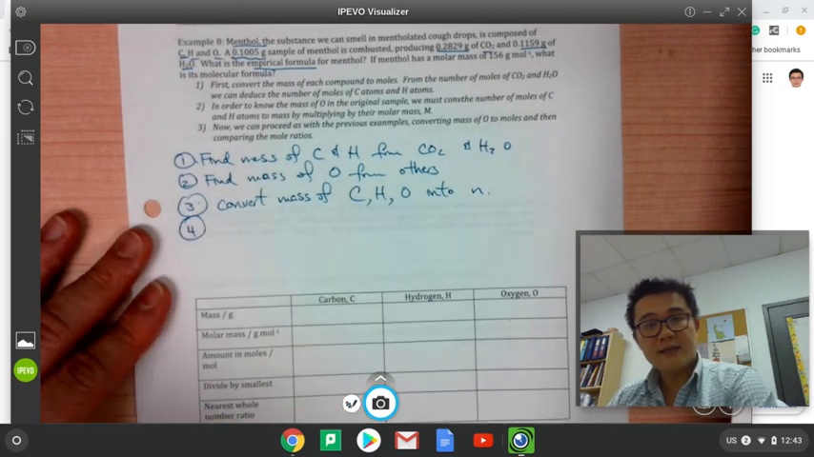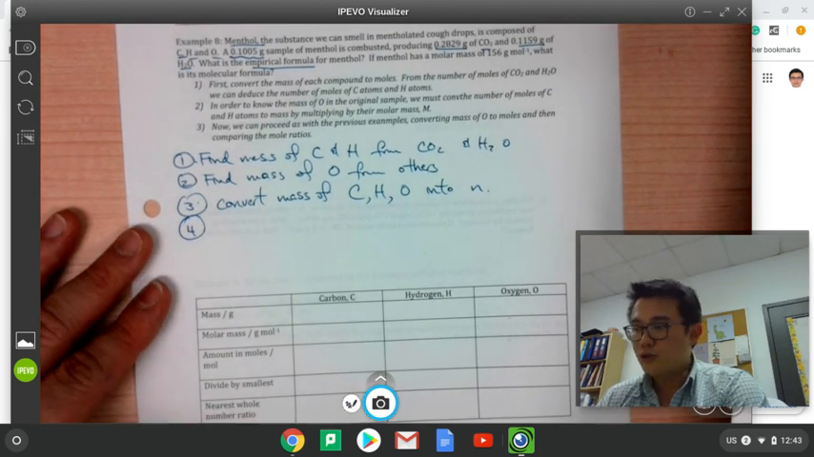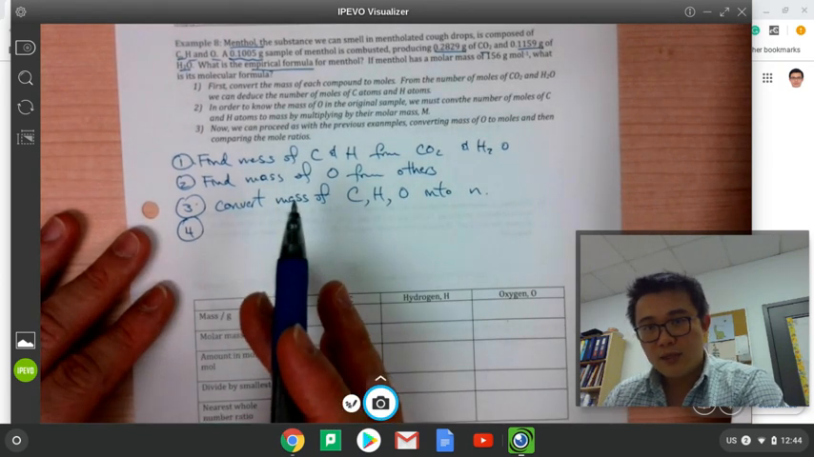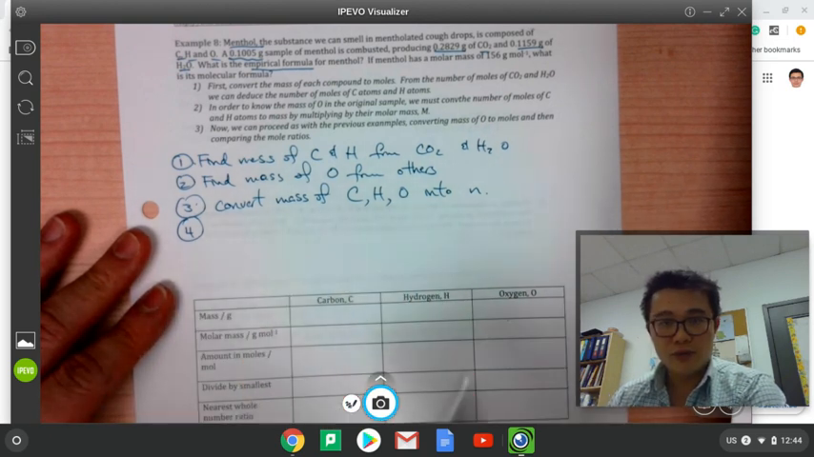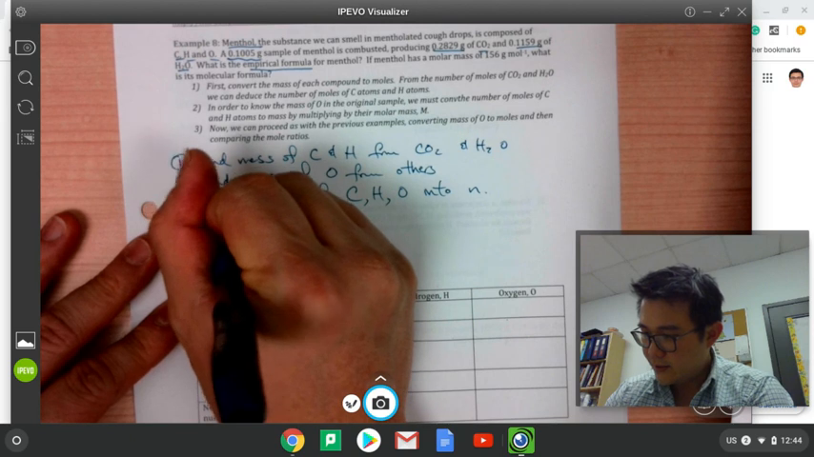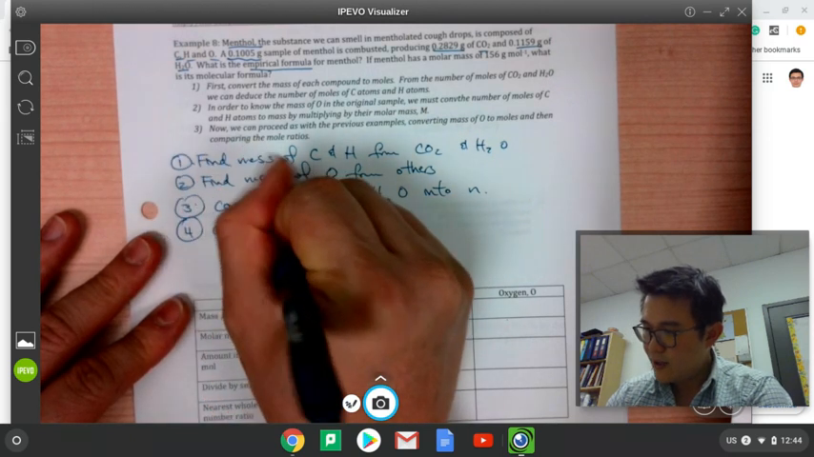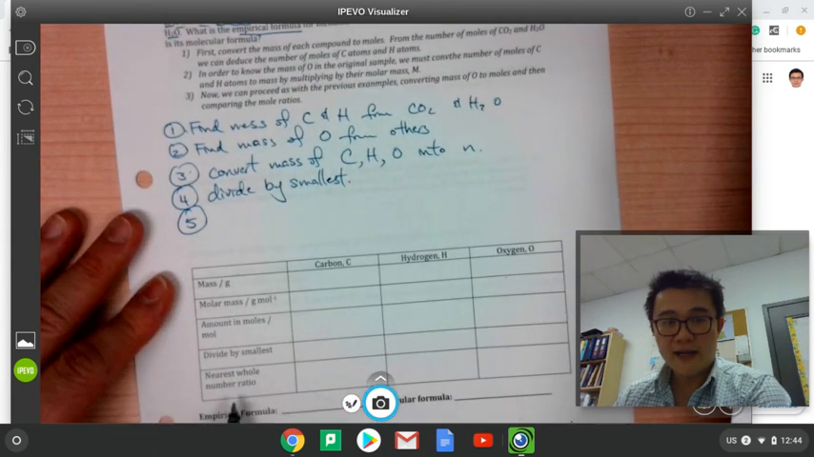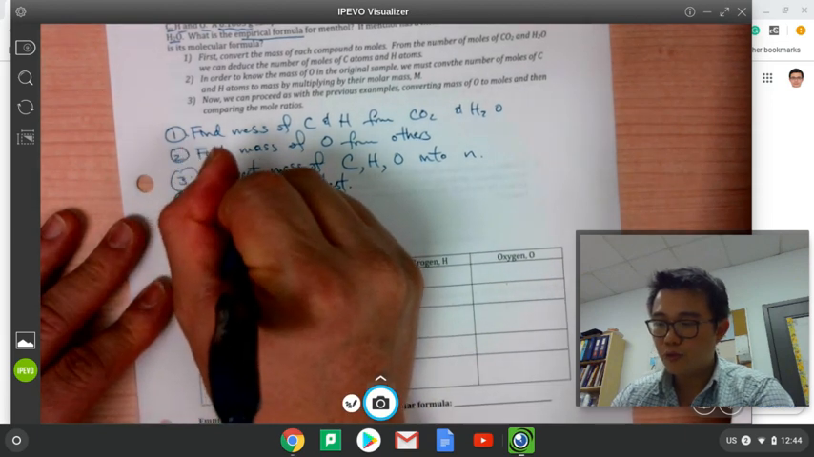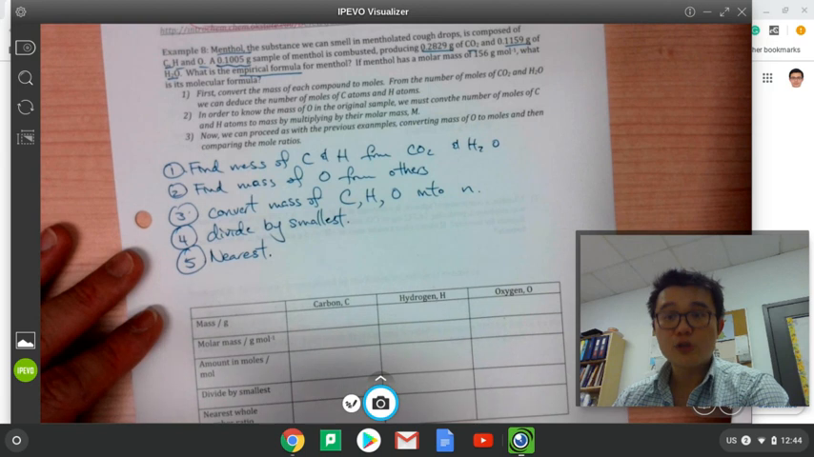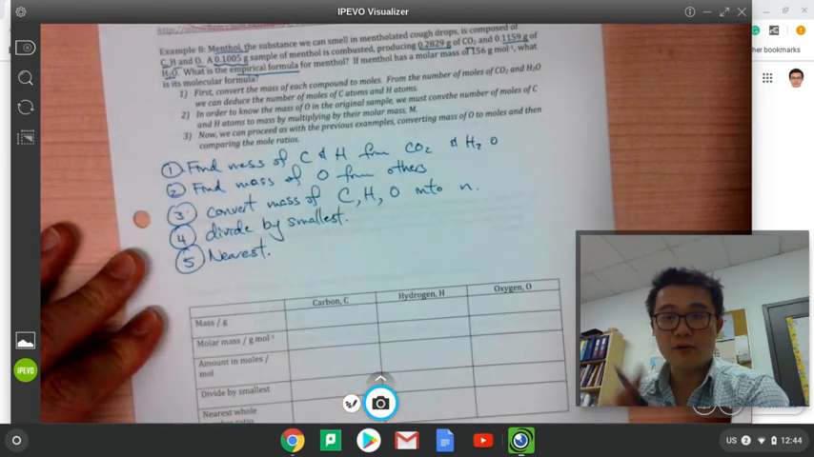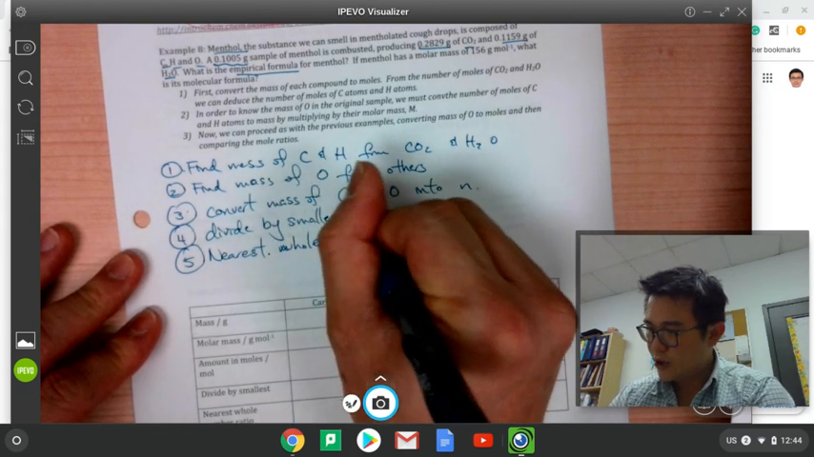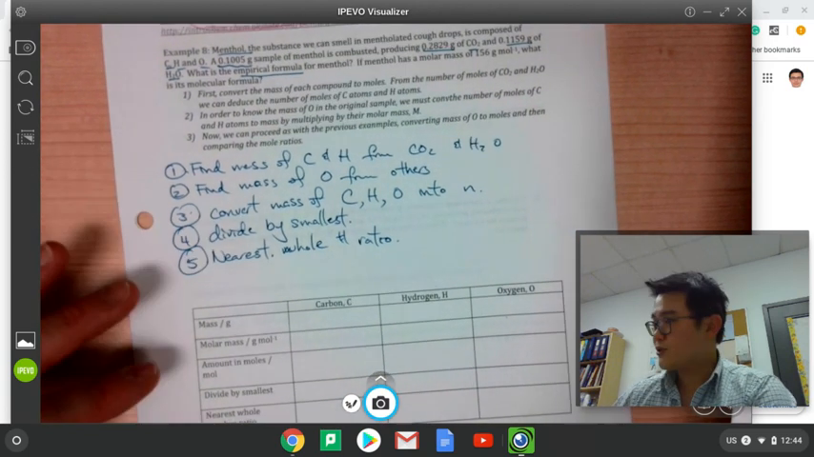Now the next step, what you're gonna do is, of all the mole numbers, you're gonna find out which one is the smallest one and divide all the other mole numbers by the smallest one. Okay? Divide by smallest, and using that, you'll find the nearest whole ratio. This is very similar to what we have done previously when we're determining empirical formula, sorry. Whole number ratio.